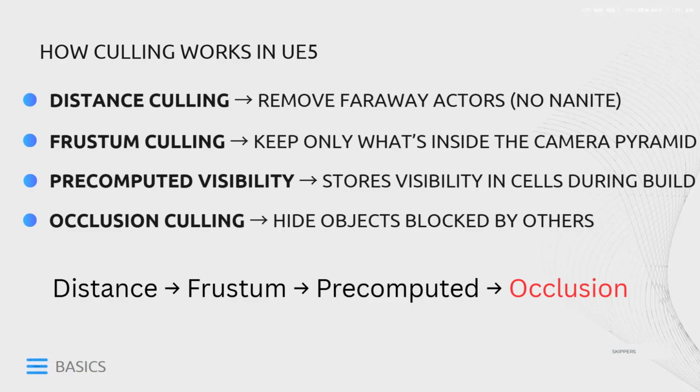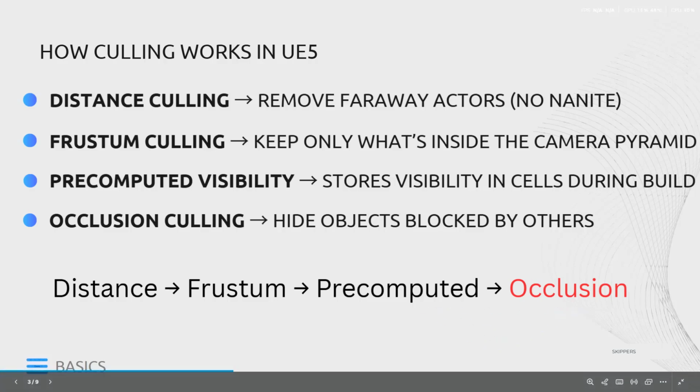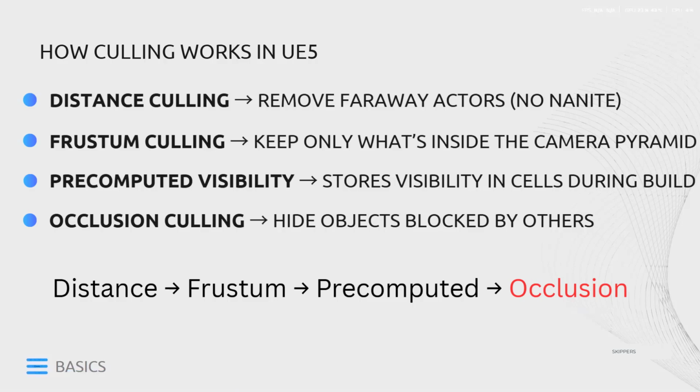So the order inside Unreal: we start with distance culling. If it's too far, we don't even need to check if it's in the frustum. Then frustum culling: if it's outside the camera, we don't need to check if it's occluded. Pre-computed uses the cells. And finally, occlusion culling: if it's hidden behind something else, don't render this object. But actually, there is a draw call in this case, because occlusion culling is checked by the GPU. We need to have a draw call to tell the GPU to check this information, which is occlusion culling for you. And occlusion culling is the most expensive.